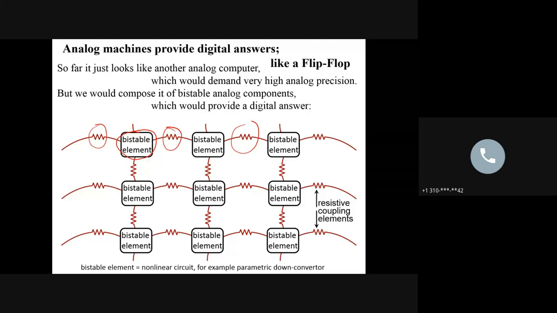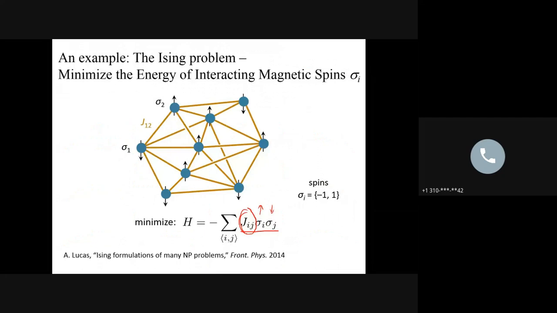And this is good because the world is digital. We need to be compatible with the world. So you say, well, how could that be? Well, even the flip-flop is a physics machine. And there's no guarantee that it's either flipped or flopped. In fact, it could be at some intermediate state, but then it evolves and locks in to either state. And we build these machines the same way. As we have bistable elements, we'll end up with a digital answer just like a flip-flop, except there are going to be many flip-flops. So this is the Ising problem.